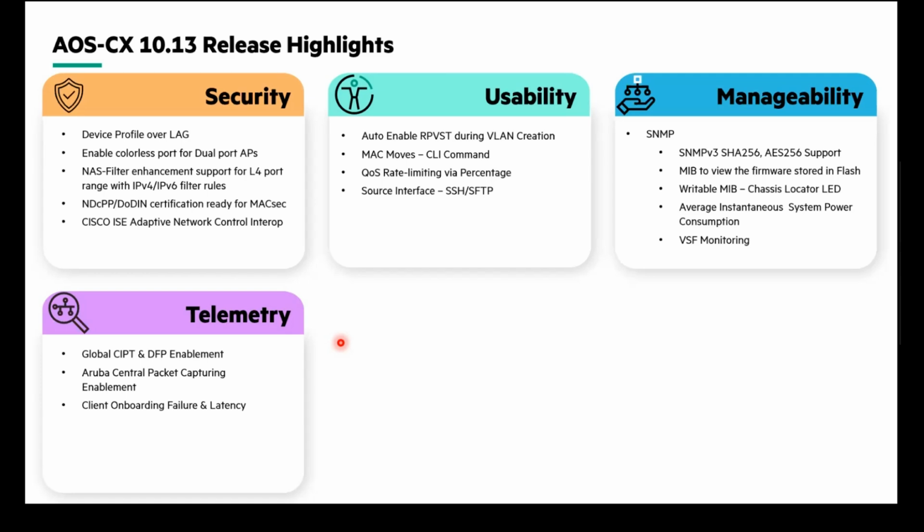Next comes client onboarding failure and latency. It involves L2 latency and failure status, which can be with or without security as well, and also the L3 latency and failure for the DHCP clients. So we can view the overall picture of client onboarding failure and latency using this feature.